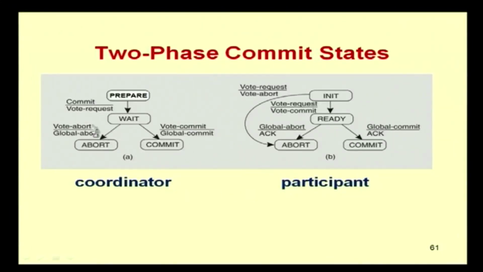Here the coordinator prepares the vote request and then waits, and once it gets the replies, it will send either an abort or a commit. From the participant's angle, it will initiate, get ready, and then give the reply, and then it will get the global decision.